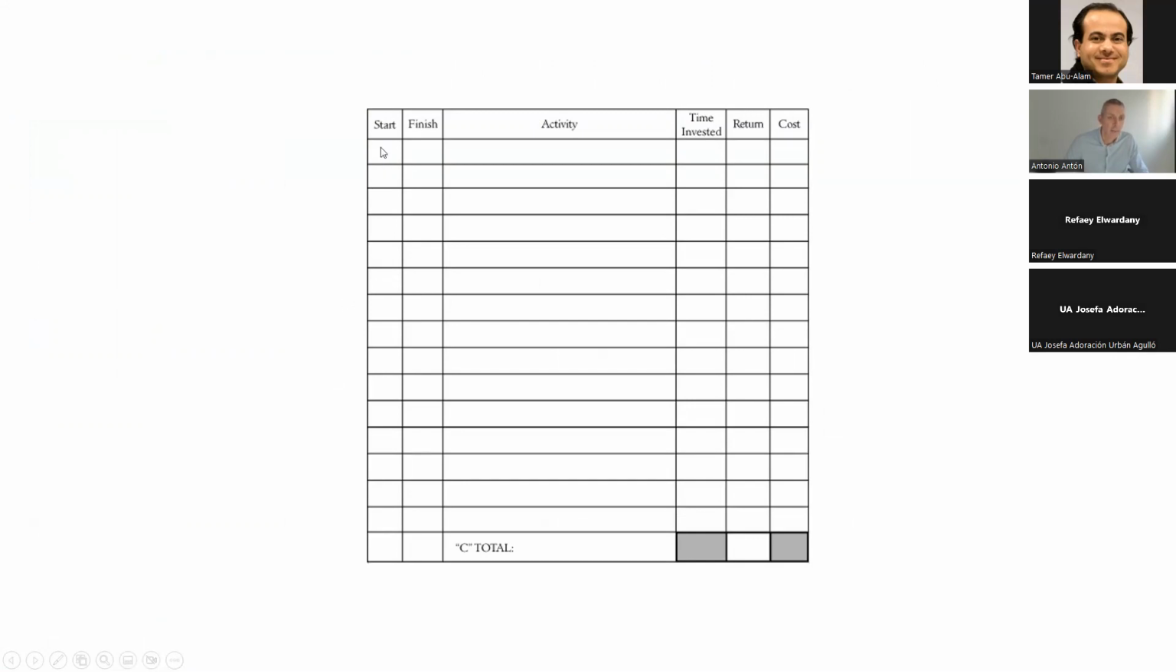So let's start. There are 5 columns: start, finish, activity, time, invest, and return. All of them have been done before. It's when you start, when you finish, the activity, the time, and the return. We remember that when you started to explain the activity, we classified it in 3 categories, A, B, or C, depending on the numbers.